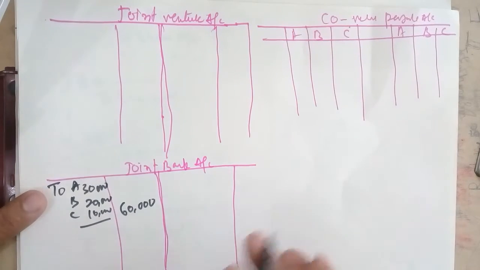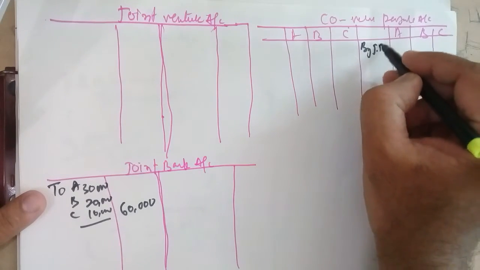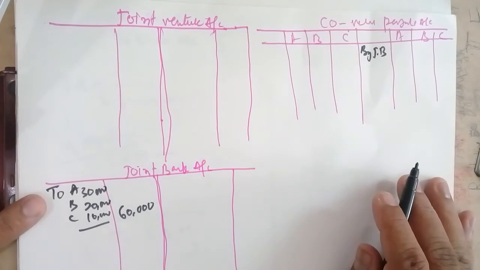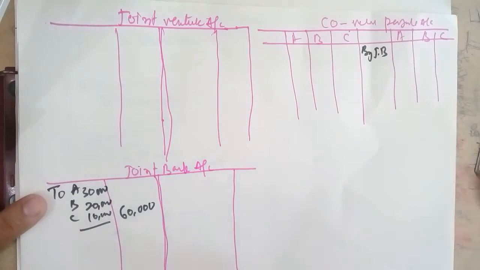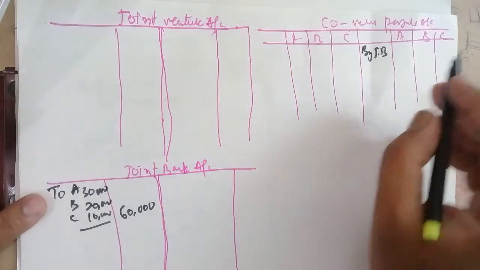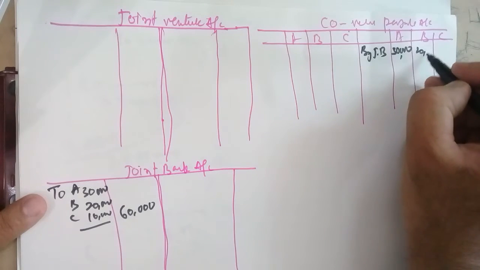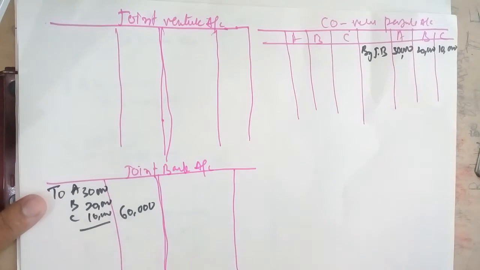And this amount will be credited in the co-venturers' personal account by joint bank account. I am writing abbreviations, but bear in mind, in examination you should not write abbreviations, right? Completely. Due to paucity of time, to make the video shorter, I am writing like this. So this is 30,000 contribution, 20,000 and 10,000. Journal entry, ledger posting is done.